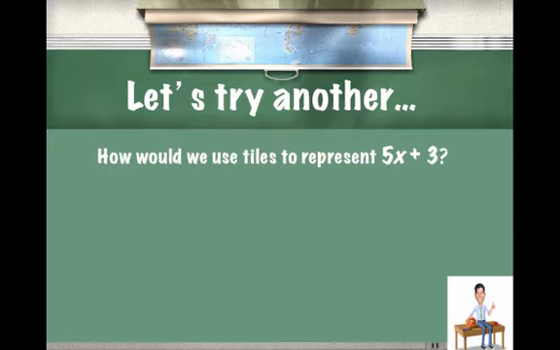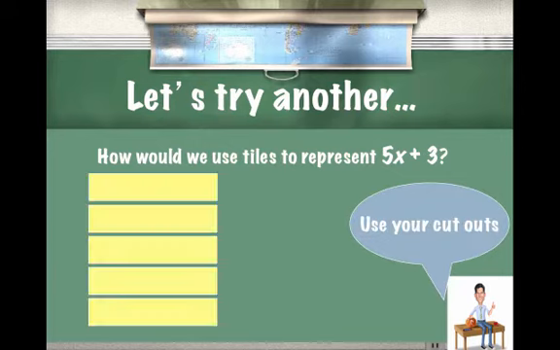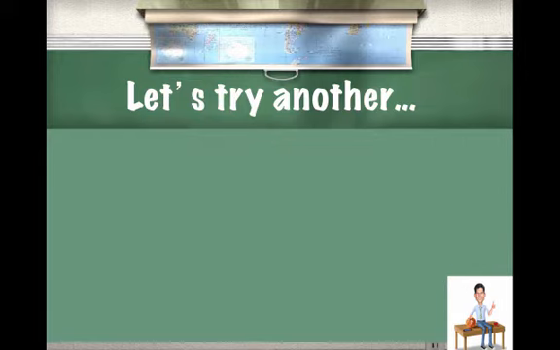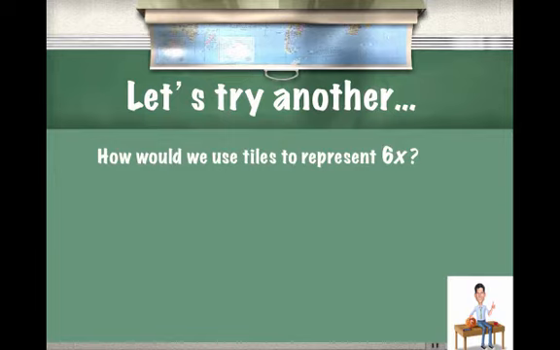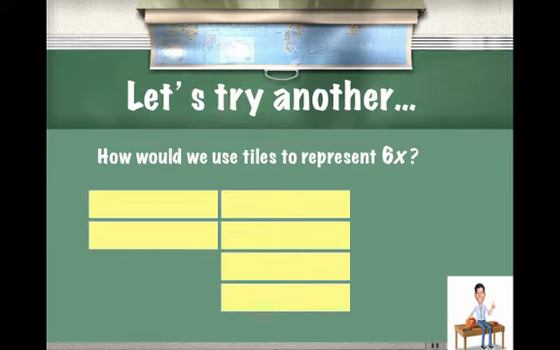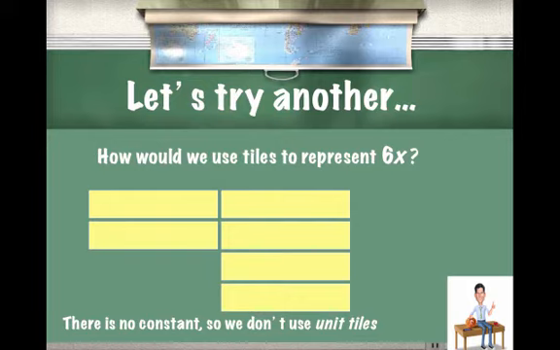How would we use tiles to represent 5x plus 3? Using our cutouts, we have 5 variable tiles. The 3 yellow unit tiles would give us 5x plus 3. Using tiles, how would we represent 6x? In this case, there's no constant, so all you would have is 6 variable tiles. There is no constant, so we do not use unit tiles.